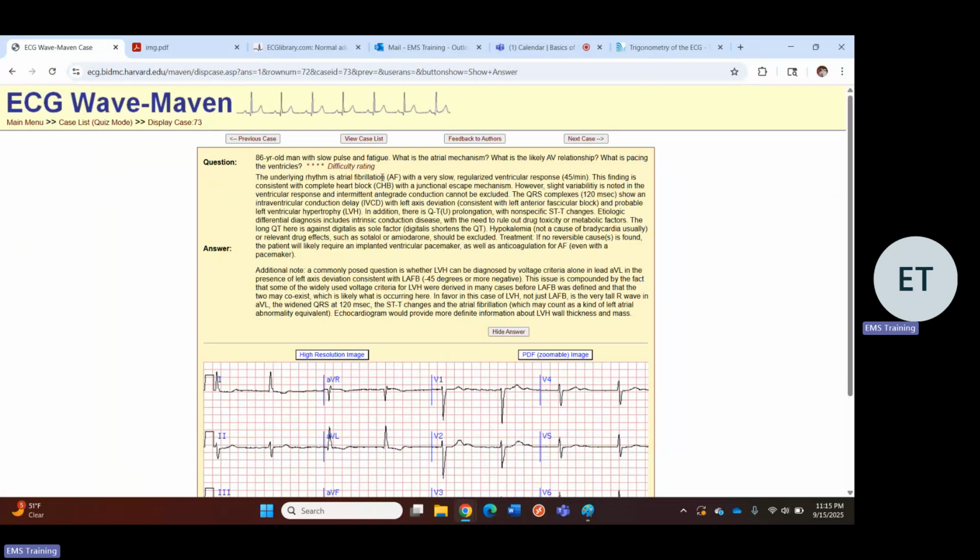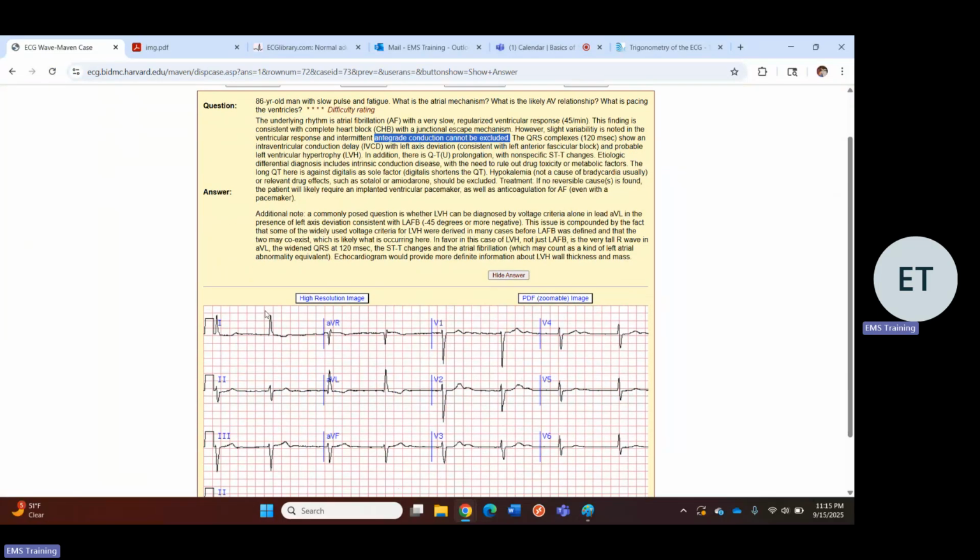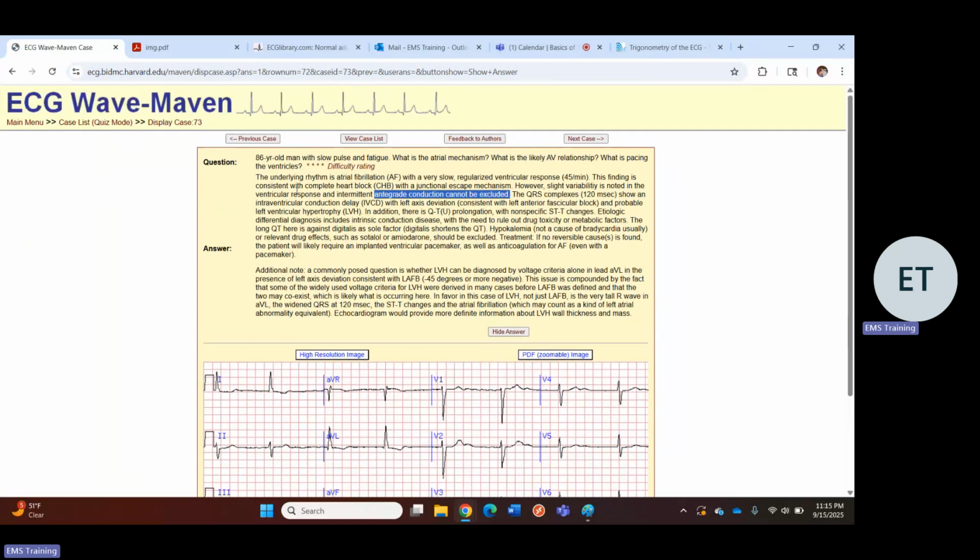Man, I knew it. It looks so regular, though. Regularized ventricular response. Oh. Complete heart block with a junctional escape mechanism. Okay, the junctional escape mechanism is what's normal. However, slight variability is noted in the ventricular response, and intermittent anterograde conduction cannot be excluded. The QRS complex is 120 milliseconds, shows an intraventricular conduction delay with left axis deviation. We said that. And probable left ventricular hypertrophy.